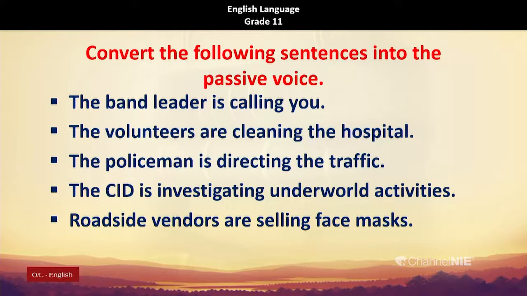Let us have a look at this one. A small activity. There are 5 sentences. Shall we give them little time? Yes, I think it's a better idea because you can take your time and convert these sentences into passive voice form.